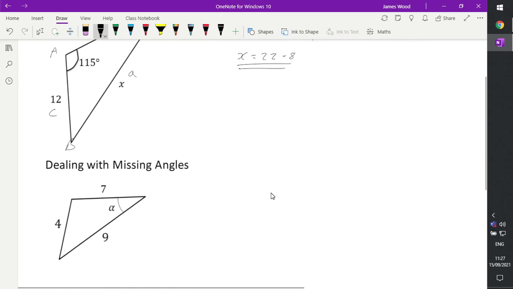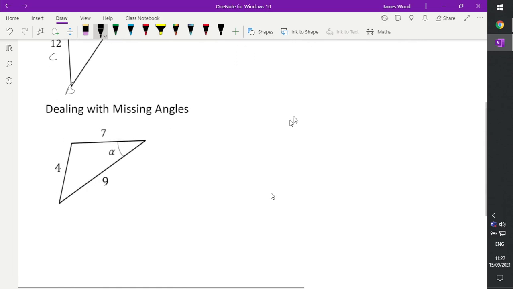If we've got a missing angle, let's just go over what we'd do here. So let's label the sides. We're missing this angle here, this angle alpha they've called it, but we will call it A. So then this is going to be side a. Let's call this one b. So that'd be angle B. This is c. That's angle C.